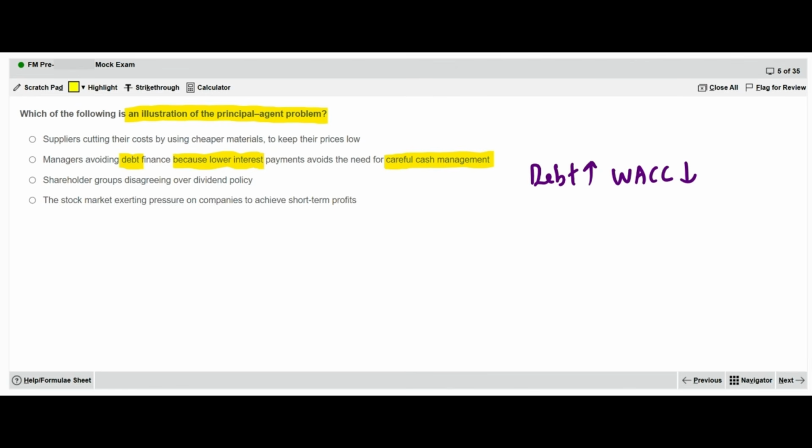So, here the managers are avoiding that. Why? They want to make it more comfortable for them. So, they are working for their interest, not for the interest of the shareholders. Hence, the point number two is the answer for this principal agent problem.